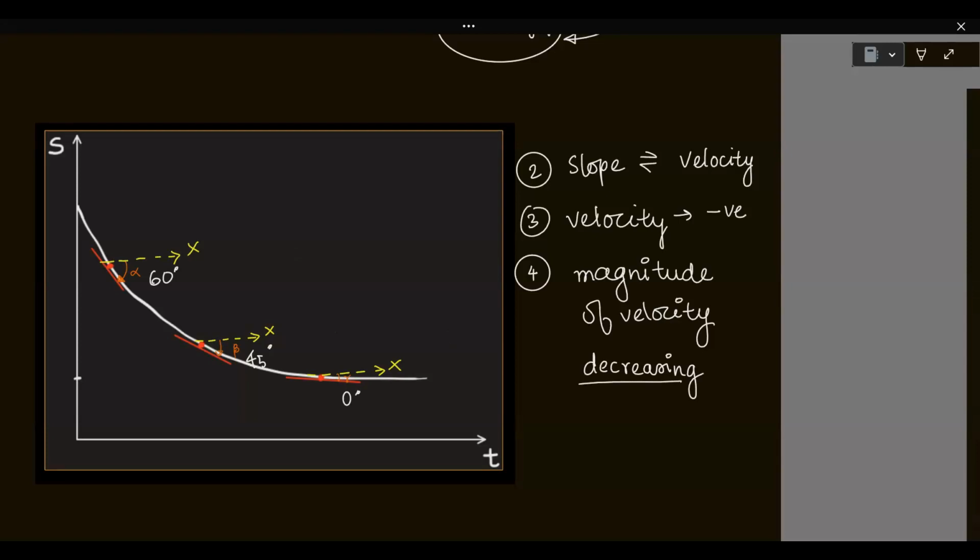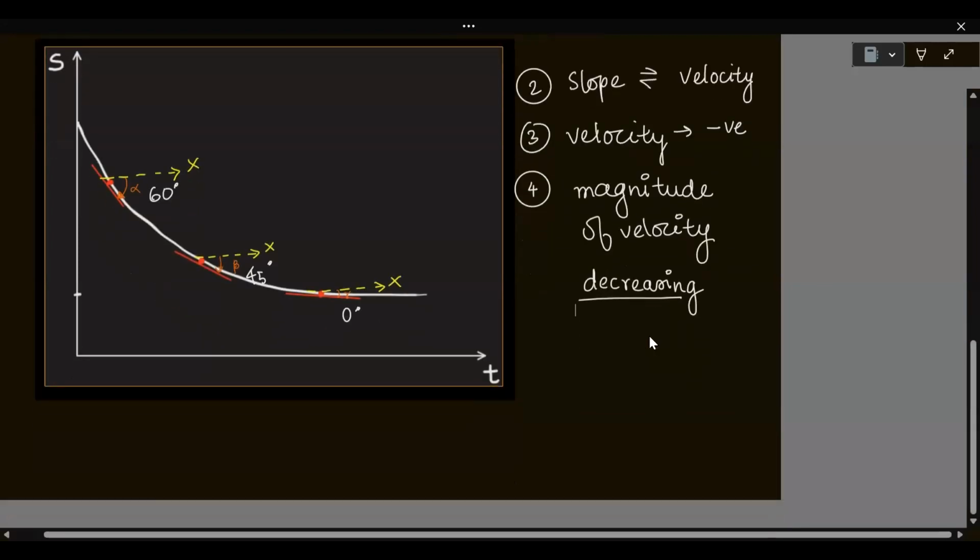The magnitude of the velocity depends on the value of the angle. It is decreasing. It is becoming 60, 45, and then 0. The fact that the velocity is negative has nothing to do with whether the magnitude is increasing or decreasing. The negative sign just implies it is in a different direction. Magnitude is how steep or how big the angle is, and how small the angle is towards the end. As the time progresses, is the angle's size increasing or decreasing? That is what we need to talk about for the magnitude of the velocity. So that's slope, velocity, magnitude that we have talked about.